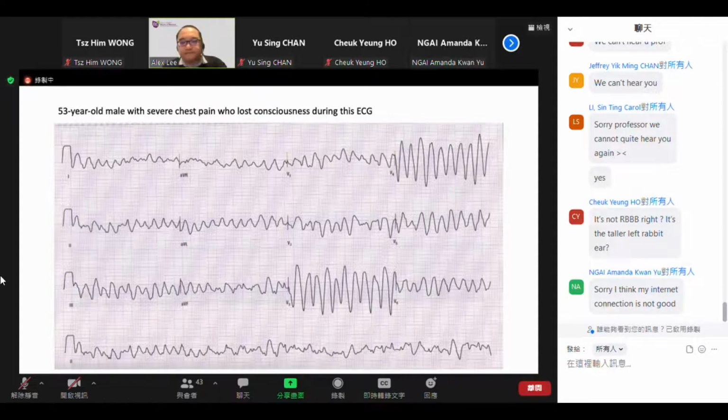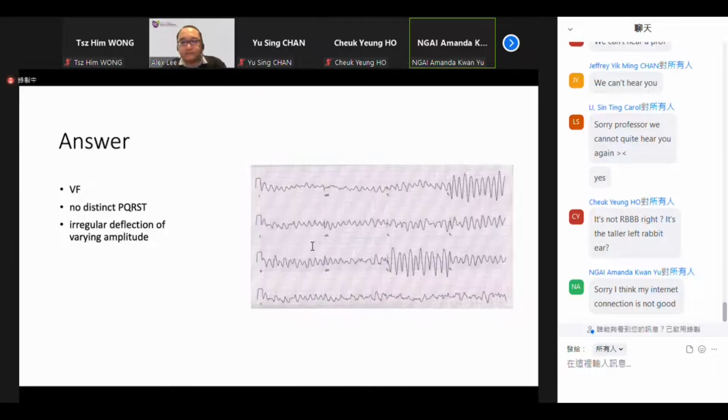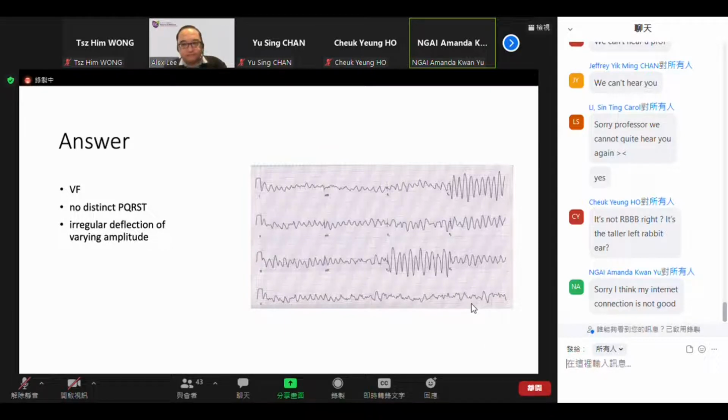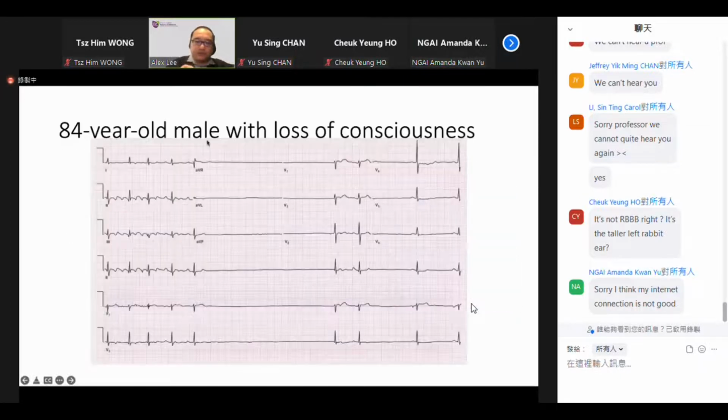So what is the management? Amanda, what is the management in this case? So the management would be cardioversion. Cardioversion? Do you know what is cardioversion? Sorry, I mean it should be defibrillation, because it's a ventricular fibrillation. So you want to defibrillate it. Okay. What is the energy you will use to defibrillate? 200 joules. Okay. Thank you, Amanda.